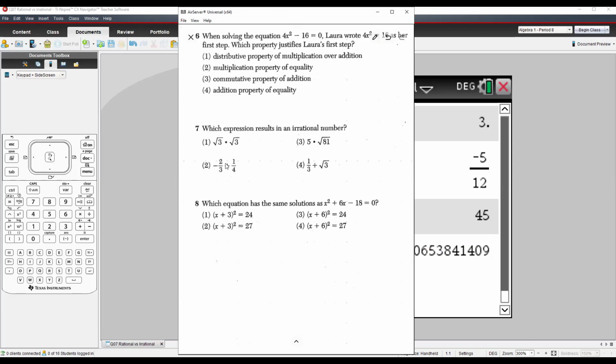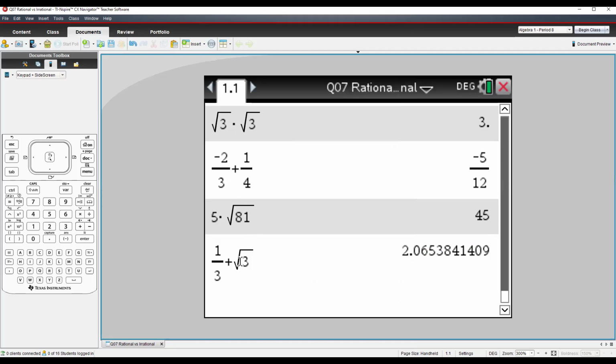The second one, you have some stacked fractions, a negative 2/3 plus 1/4, so I'm going to do that. This one has 5 times the square root of 81, has a dot in. This has 1/3 plus the square root of 3. Now notice, when you look at my calculator, that's exactly how my calculator looks. Everything, the dot, the stack fractions, the dot, everything, right? But now, here's the key part.